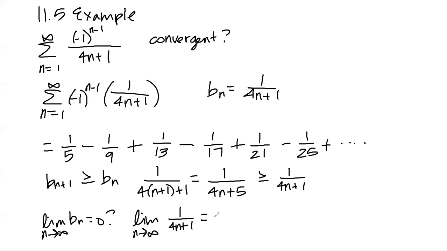So can we use that here? Absolutely. The 4 is only going to make the denominator grow even faster than if it were just 1 over n. So this still goes to 0, and we can say that because the limit as n approaches infinity of 1 over n equals 0. Okay, so this series satisfies both conditions of the alternating series test, which means the series is convergent.